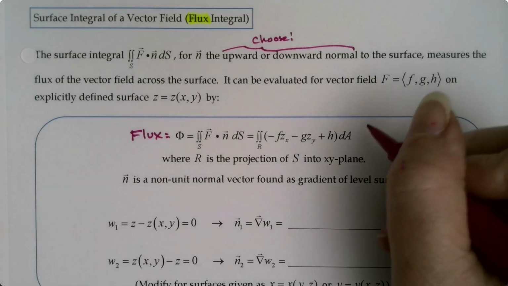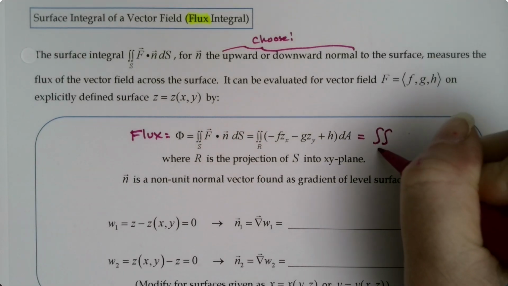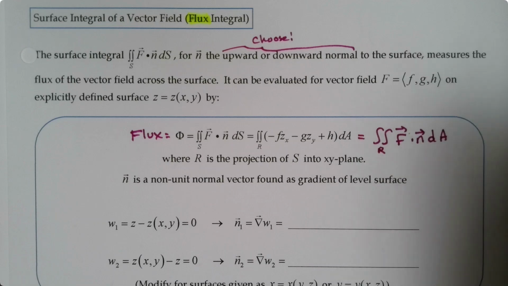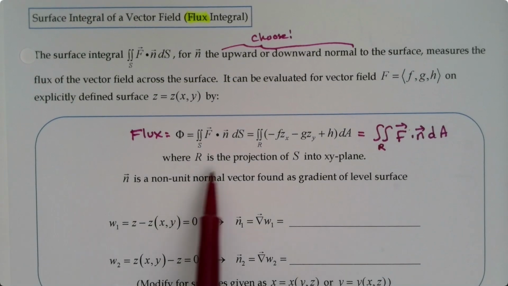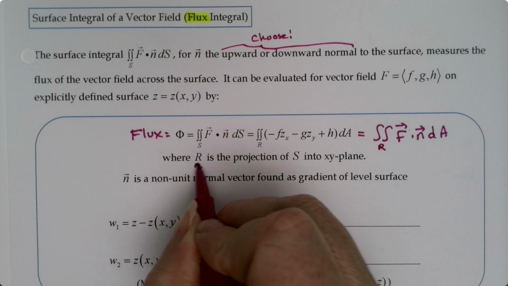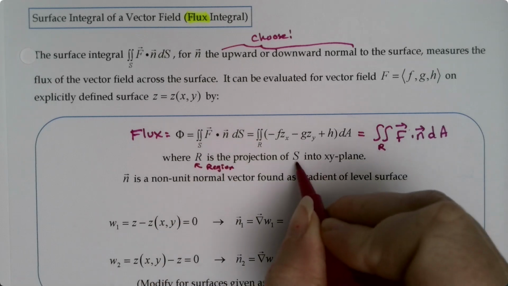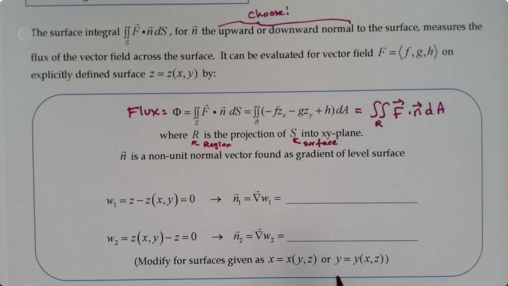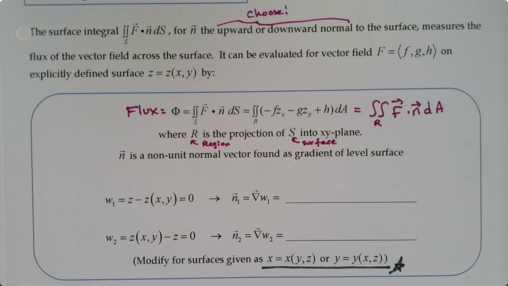And in practice, we can find it also with the double integral over the region of F dot n dA. R is the projection of S onto the xy plane. So this is the region of integration, and S is your surface. Again, all of this is written with xy plane assumptions, but that does not have to be the case. You could make the surface a function of y and z, or a function of x and z.